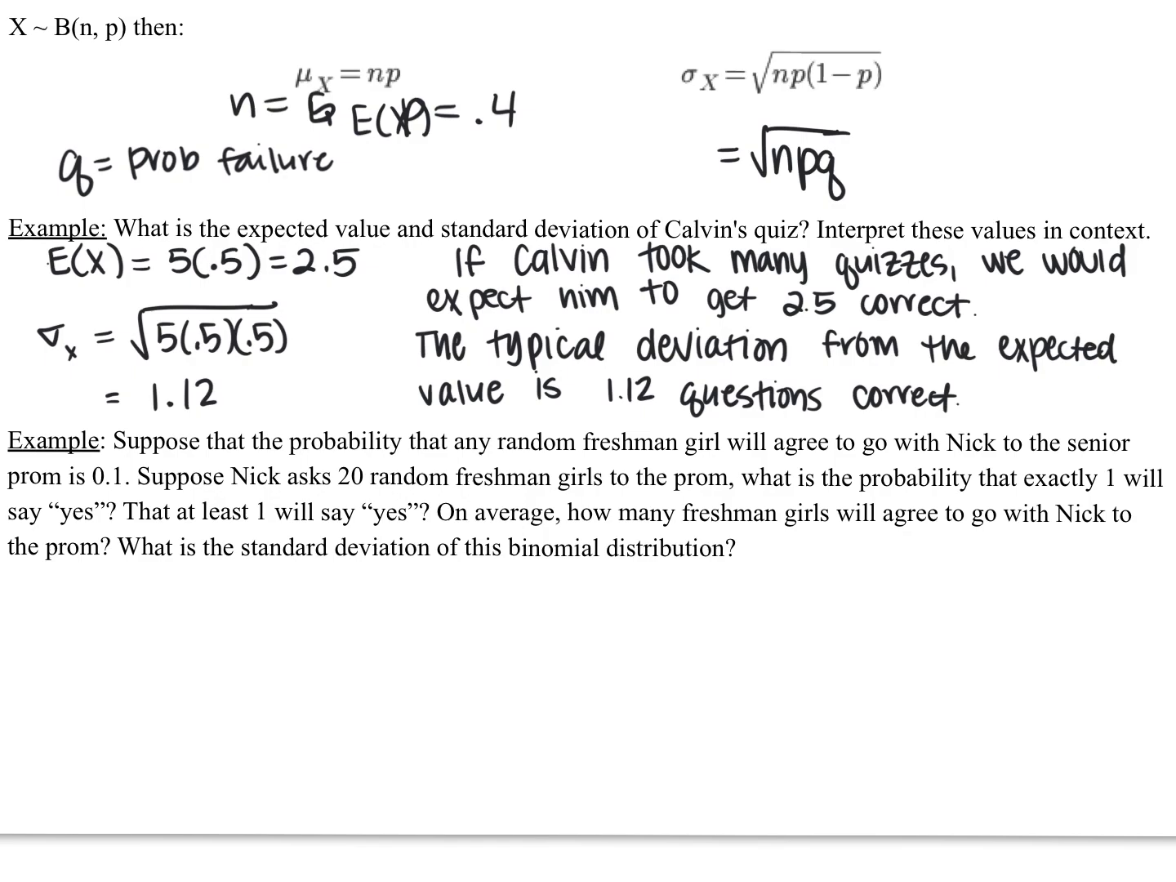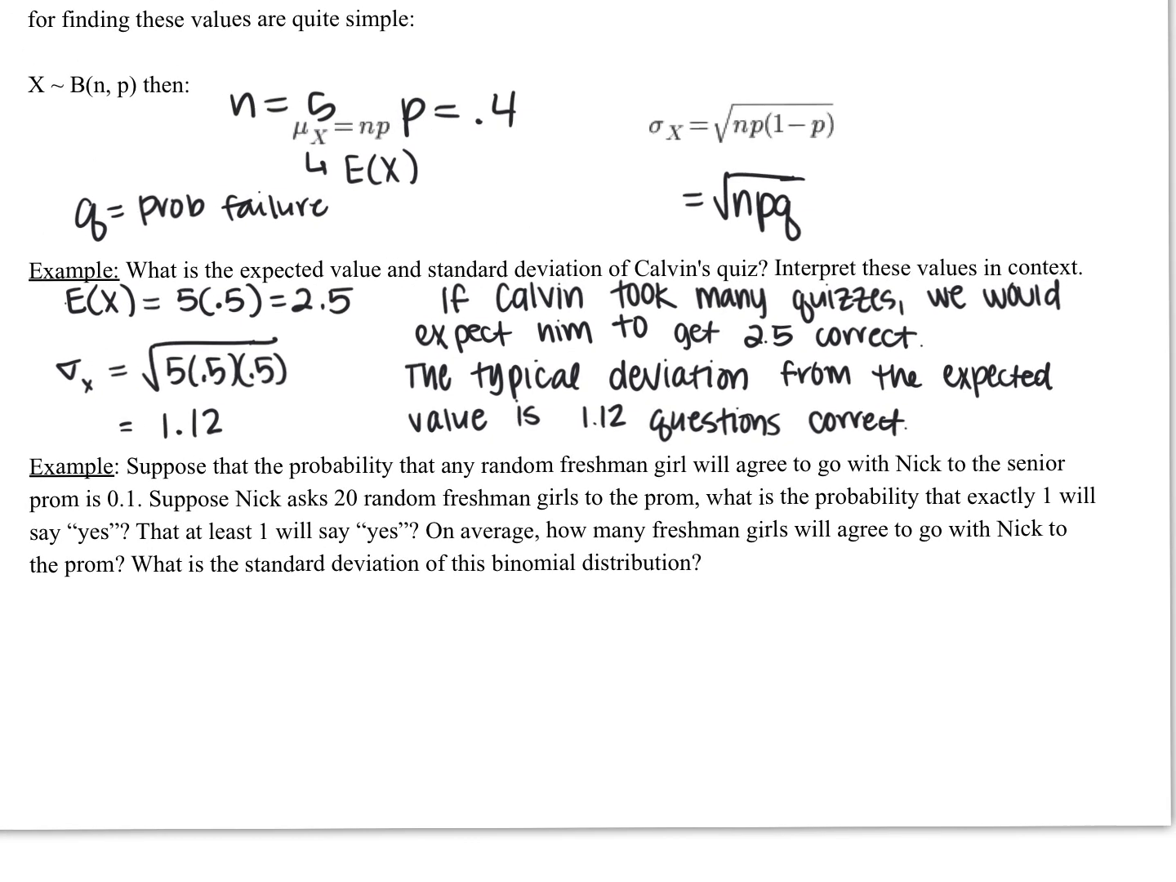Okay. Our next example says that suppose the probability that any random freshman girl will agree to go with Nick to the senior prom is 0.1. Suppose Nick asks 20 random freshman girls to the prom. What is the probability that exactly one will say yes, that at least one will say yes, and then on average, how many freshman girls will agree to go with Nick to the prom? And what is the standard deviation of this binomial distribution?